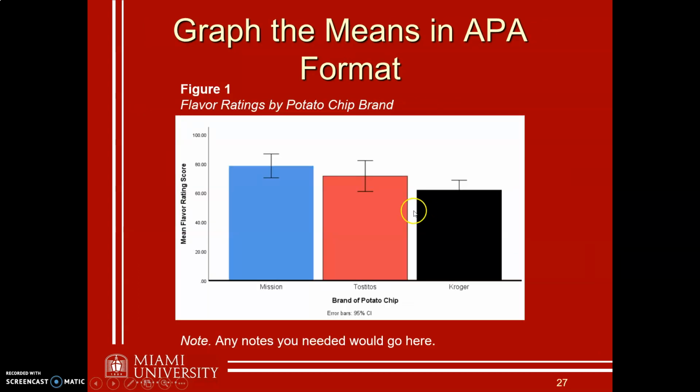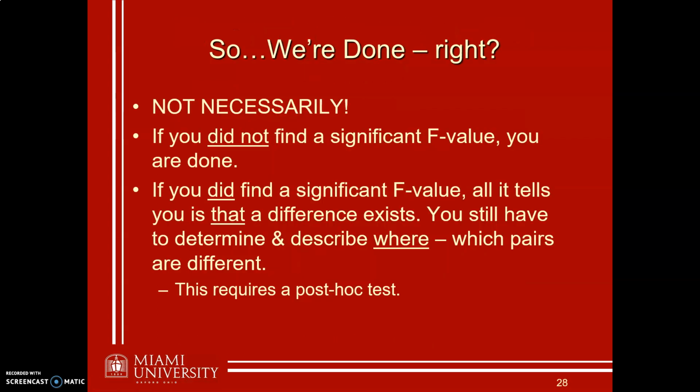So if we were going to graph these results, we could use SPSS or a bar chart in Microsoft Word to show the difference and the standard error or the variability for each of these groups. And these captions and titles have been updated to APA 7th edition format that just came out in October 2019.